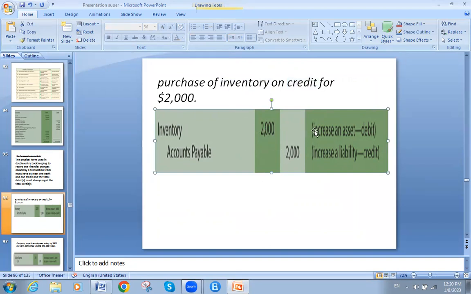You know that this is an increase in assets, because inventory is an asset. An increase in it will be a debit, so it will be on the left side, like I told you. And the other one is accounts payable. Accounts payable is a credit, so an increase in liability means it's a credit. Here we go.